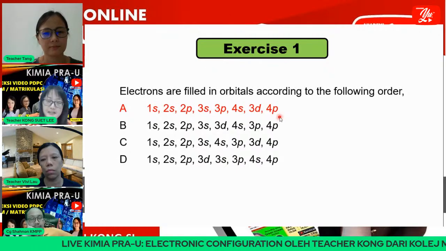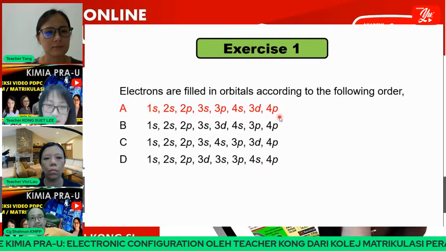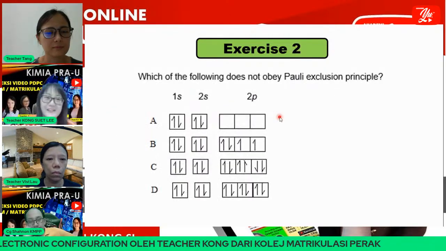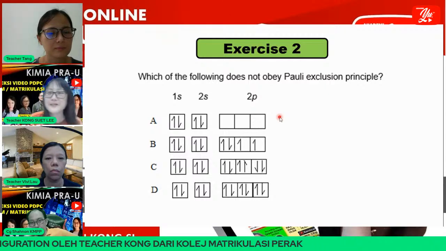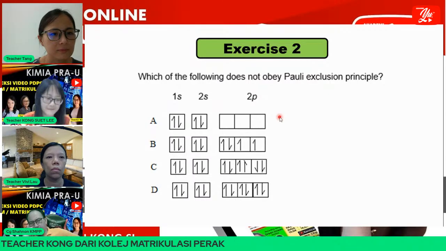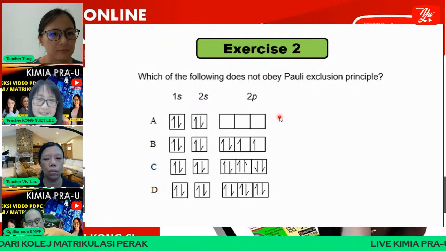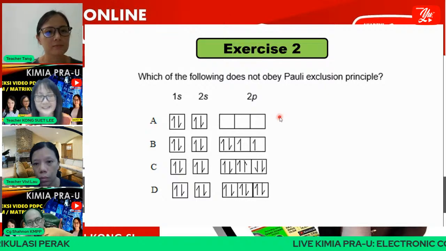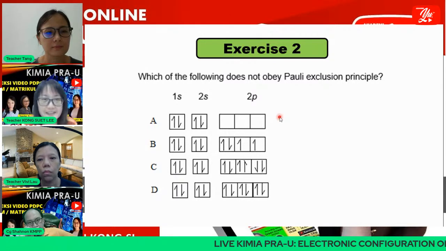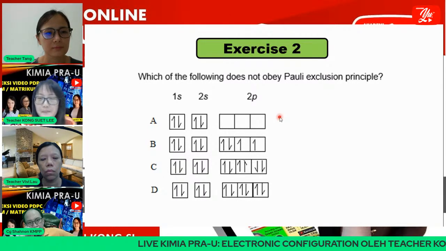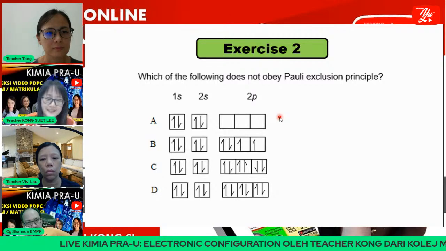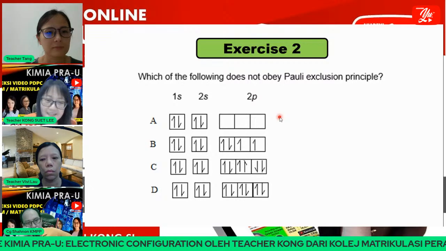Okay, let's try exercise 2. I have to press carefully here. Which of the following does not obey the Pauli exclusion principle? Then try exercise 2. Which one does not obey the Pauli exclusion principle?